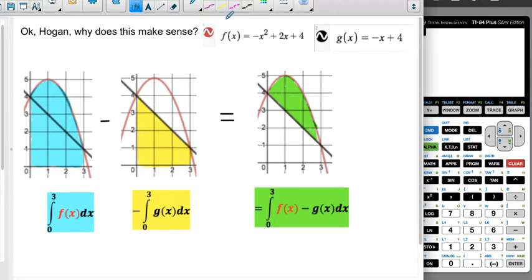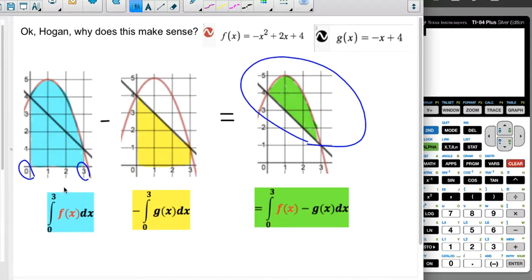So why does this make sense? Well, I've given you two graphs, and f of x equals negative x squared plus 2x plus 4, which I graphed in red here. That's the parabola that you see 3 times. And g of x equals negative x plus 4, which is this black line that I graphed. So if you were to integrate just f of x from 0 to 3, you'd get this blue shaded area. If you were to integrate just g of x from 0 to 3, you'd get this yellow shaded area. Well, you can see that if you took the blue area and subtracted the yellow area, the spot you'd get is the green area, which is the area between the two curves. So that's why it works the way it does.